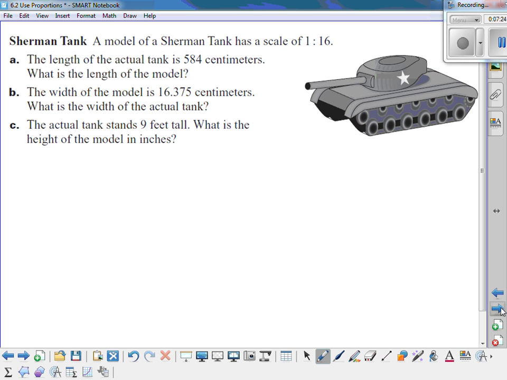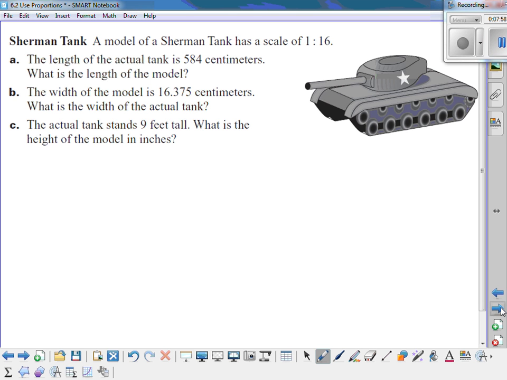All right, so we can use proportions when we're talking about models, like model cars, model airplanes, or in this case, a model tank. A model of a Sherman tank has a scale of 1 to 16. The length of the actual tank is 584 centimeters. What's the length of the model? And then they tell us the width of the model is 16.375 centimeters, and they want us to find the width of the actual tank. And then finally, the actual tank is 9 feet tall. What's the height of the model in inches?